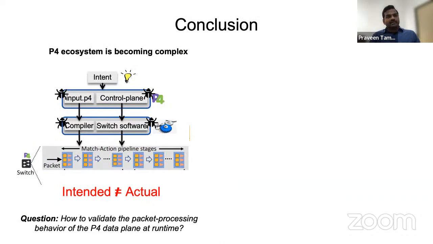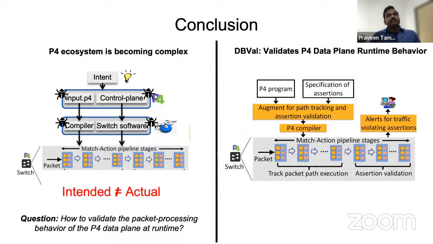So to conclude this work, we summarize what we have done. The P4 ecosystem is becoming complex and there is a possibility of bugs, and even a single bug could cause a mismatch between the actual behavior and the intended behavior. The main objective of this work is to validate the actual packet execution path, detect whenever there is a mismatch between actual and expected behavior, and report to the network operator.